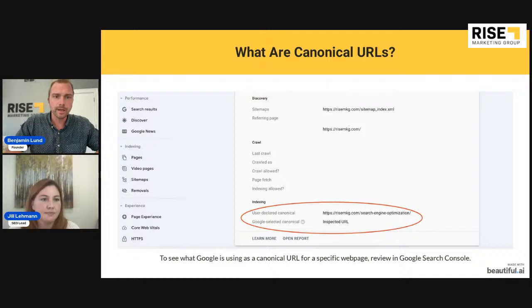Yep. And this screenshot, where did this come from? So that is a screenshot from Google Search Console. There's a search bar in Google Search Console where you can put in any of your page URLs, and you'll be able to see under the indexing area whether there is a set canonical or not.